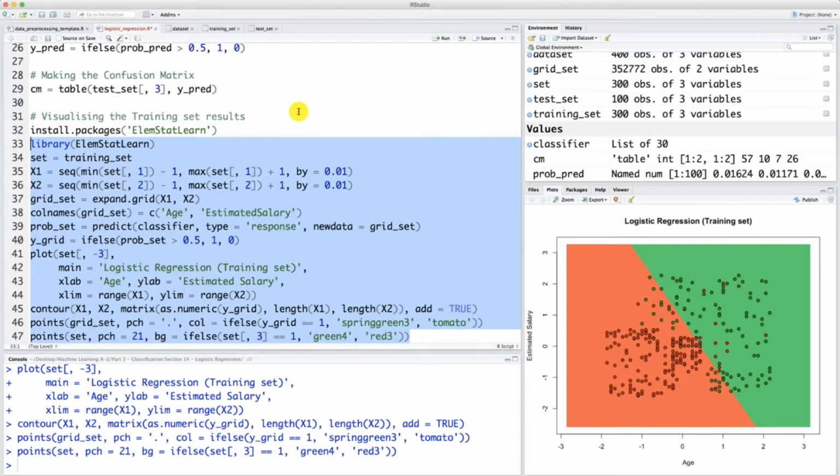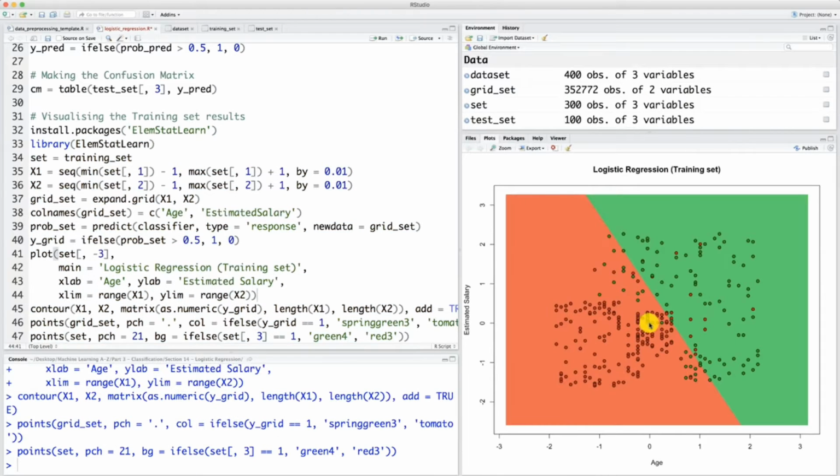There it is. There it is. That's the plot. Okay, so for those of you who followed the Python tutorial, we obtain exactly the same plot. So let's describe this plot. I'm going to enlarge this. Okay, so let's analyze this graph step by step.